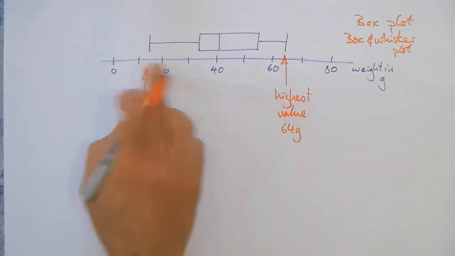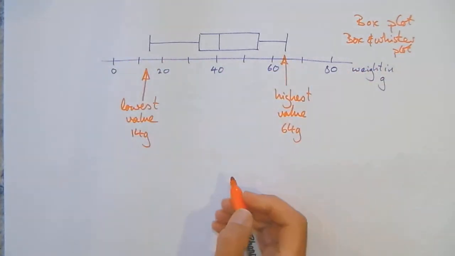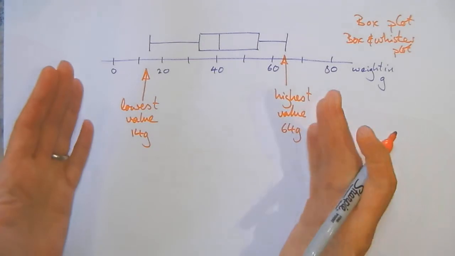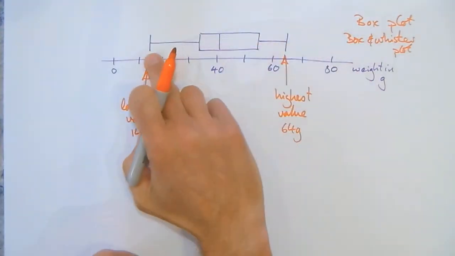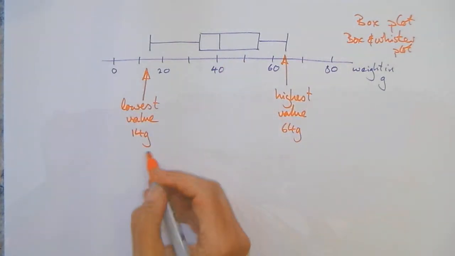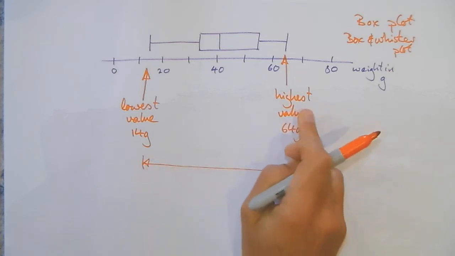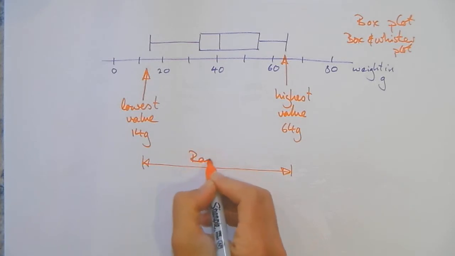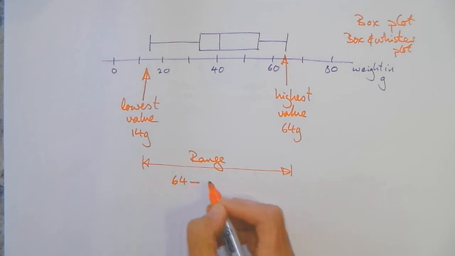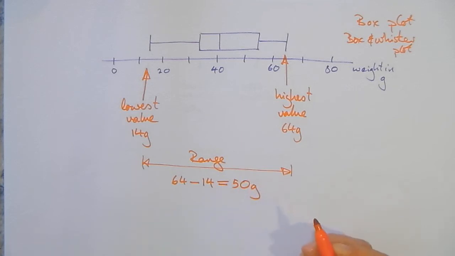I'm not too worried whether you agree or disagree with how I've read it off the scale. On the exam, it'll be less ambiguous. Lowest value, the highest value in the sample. So if we know there's 100 things in the sample, that's the first one, that's the 100th one, if they're all written in order of size. But that also tells us the difference between the biggest and the smallest, the range. So in this case, the range is not 14 to 64. The range is 64 take 14 is 50 grams.